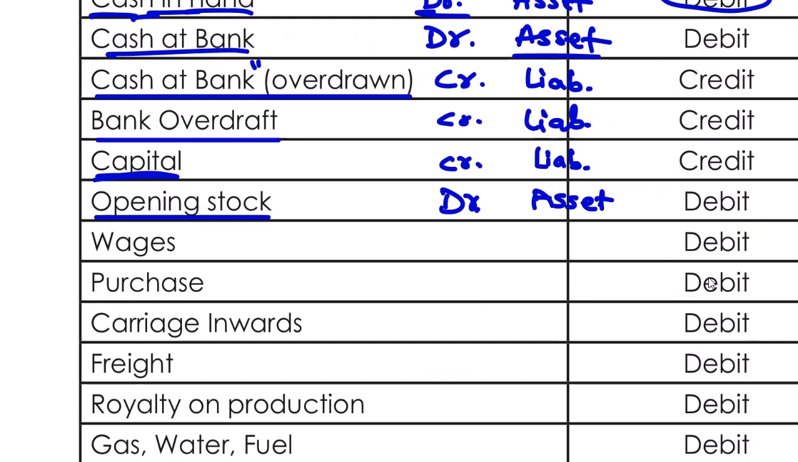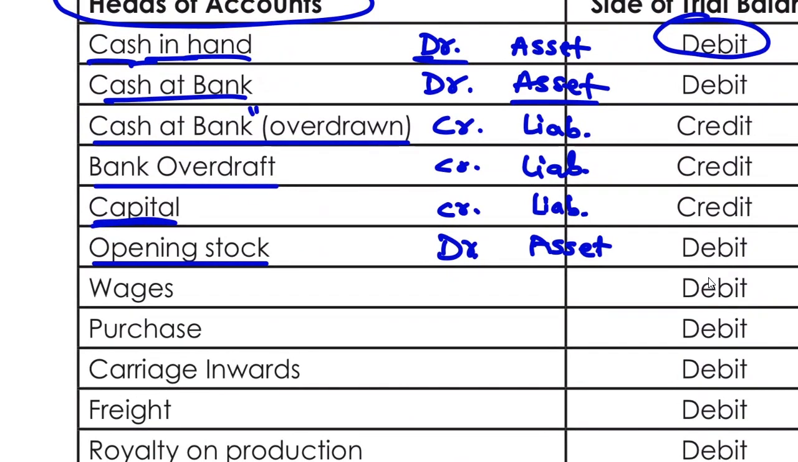One question has just arrived: can the bank balance be both debit and credit? The answer is yes. The bank balance can be debit or credit. But if the bank balance is overdrawn, then we will have a credit balance, that is a liability. If we have sufficient funds in our bank, that would be a debit balance. We have that as an asset.